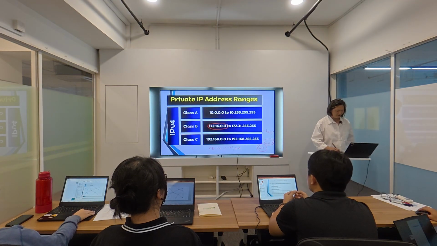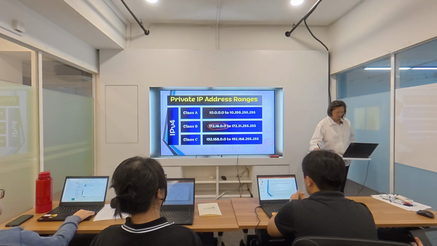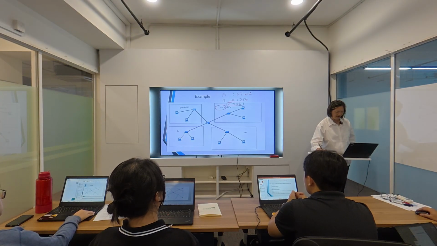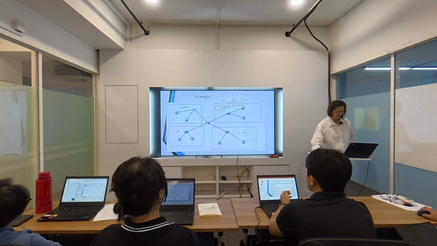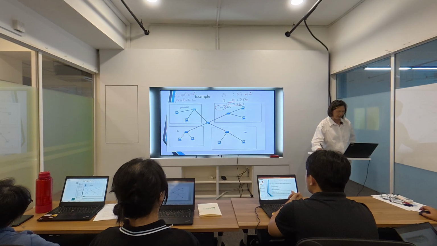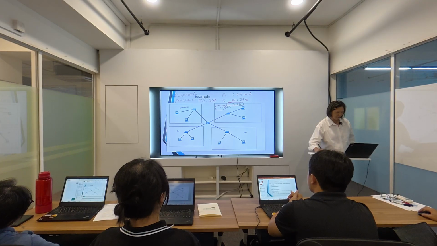Now, let's go back to a class C. Let's say it's 192.168. So how do I choose what network address to put here? We have 4 subnets here. If I use a private C address and I choose 192.168, it starts from 0.0.